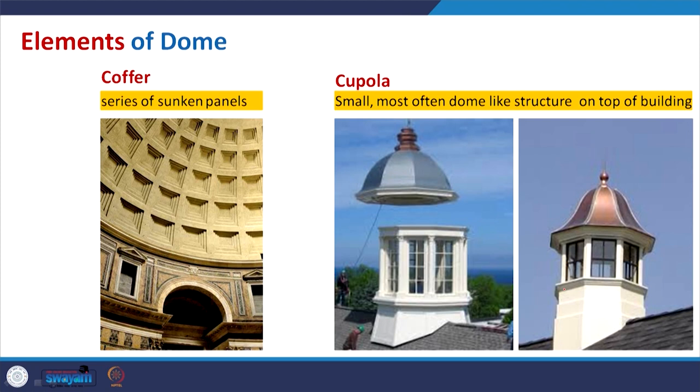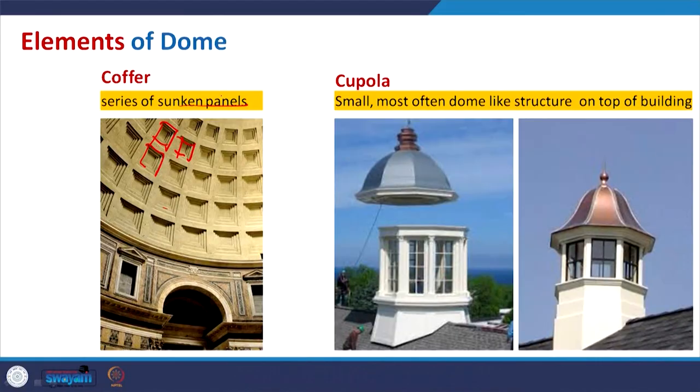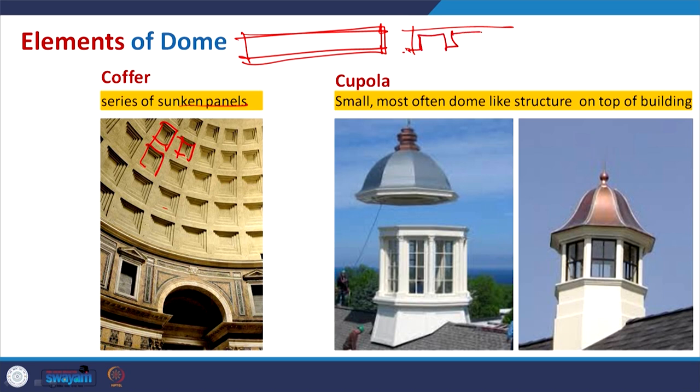Now, the coffer is basically a series of sunken panels. In order to reduce the self weight of the dome, we can have something like this. This is basically the coffer, and sometimes we also refer to the coffer ceiling. With it we can reduce the volume of concrete. Suppose this is a solid section, and if you use a coffer slab it is something like this. Looking at the load it can carry, we can reduce this volume. This is the cross section I am referring to. It is used in modern buildings also; coffer is the terminology to represent a series of sunken panels.